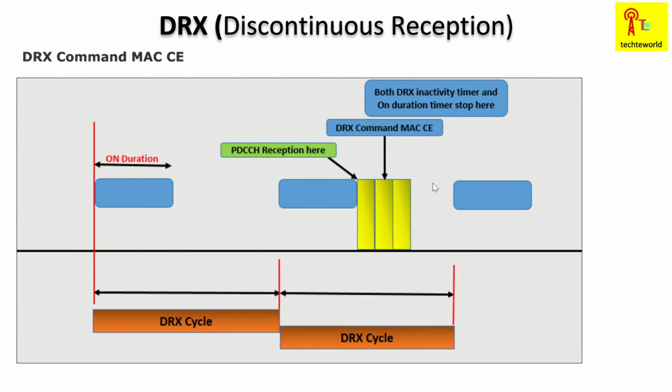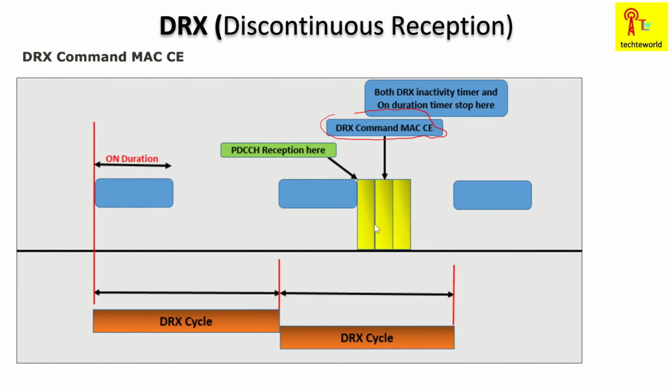If you see in this particular pictorial diagram, one more important parameter which I need to introduce to you all is the DRX Command MAC. What does this particular parameter mean? Let us take this example. Let's say the UE was on, and it has received some PDCCH information. Once the UE receives this PDCCH information, in the next instant it will start the DRX inactivity timer. Let's say that after the first PDCCH information, the UE is not receiving anything, so the eNode B stops sending any PDCCH towards the UE.